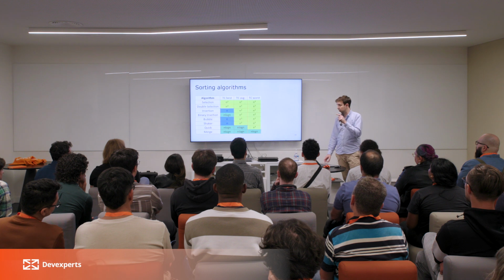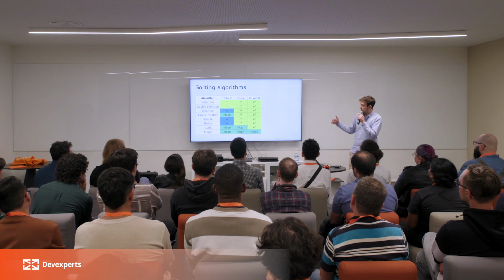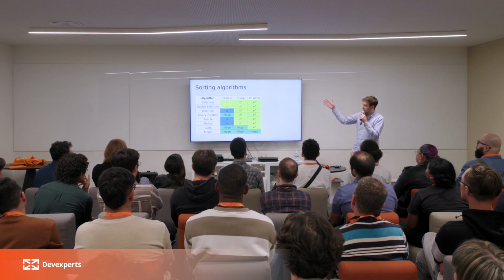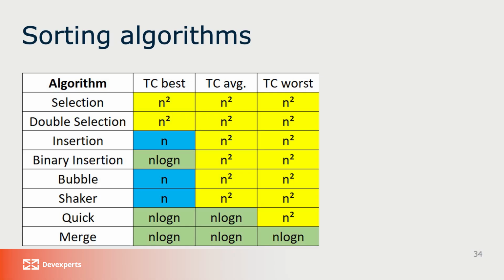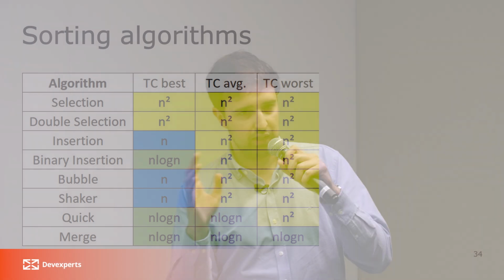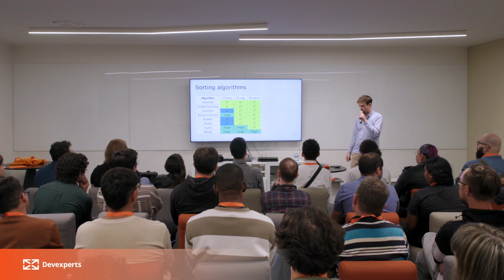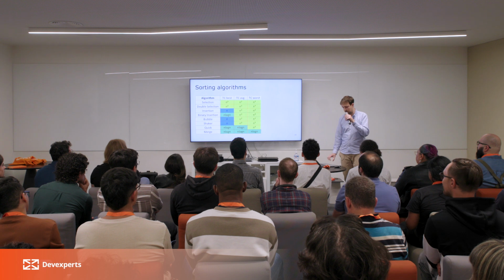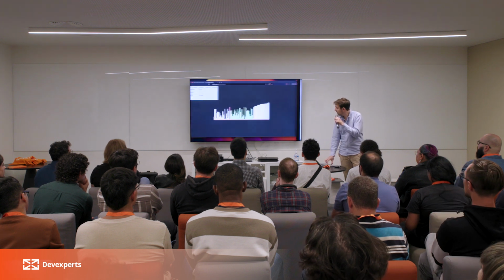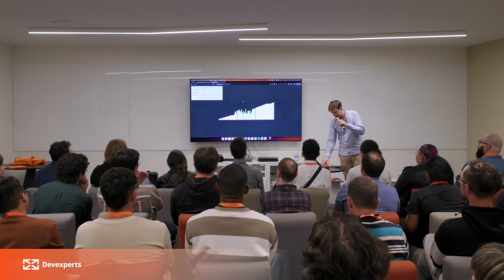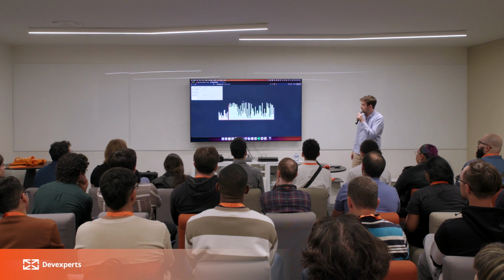Comparing some of the most commonly known sorting algorithms, almost all of them have a worst case scenario of n squared because of how they are created. But quick and merge are actually different. They use a technique called divide and conquer. I'm not going into detail with that because it's out of scope of this presentation, but they introduce a data structure.